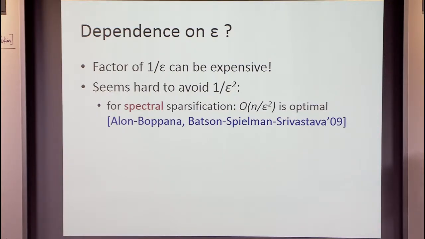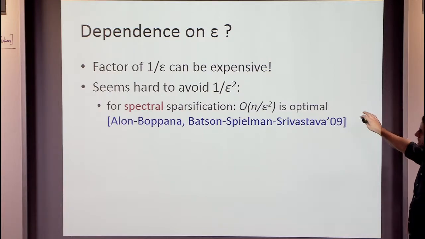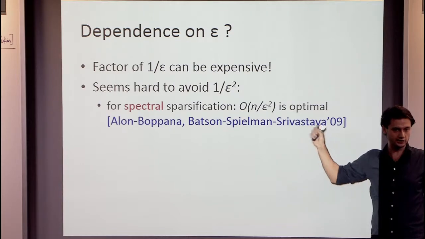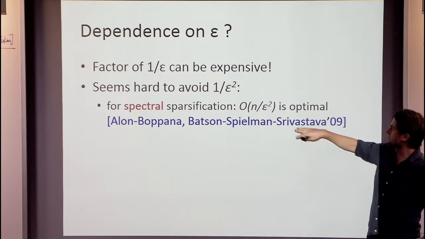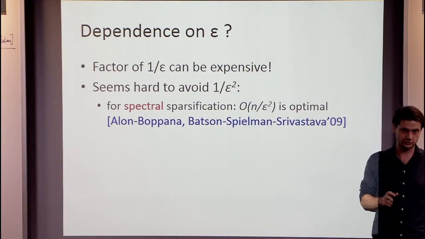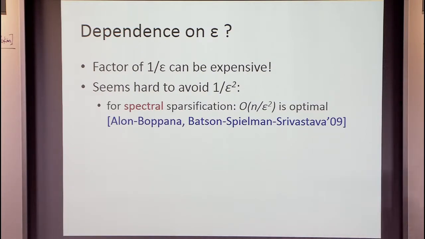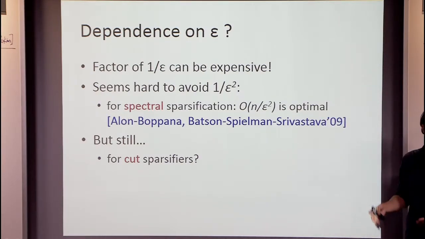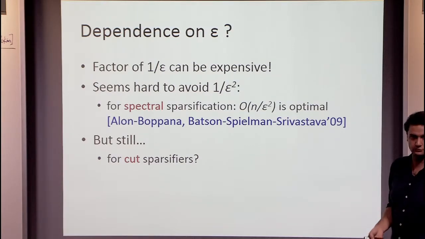There are some lower bounds saying that, at least for spectral sparsification, which is a generalization of cut sparsification, so for a harder problem, you do need n divided by epsilon squared. So this is optimal. Okay? Still, first of all, this is for a harder problem, and maybe for our cut sparsifier, we can actually get n divided by epsilon. It is worthwhile to at least verify this.